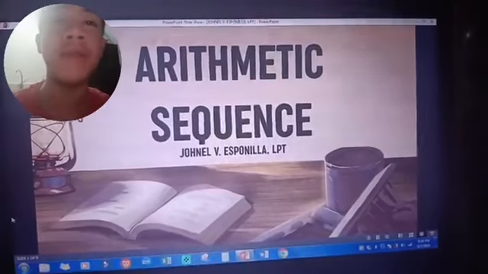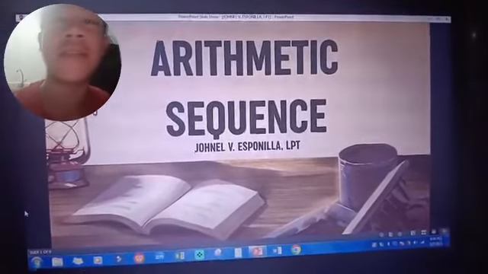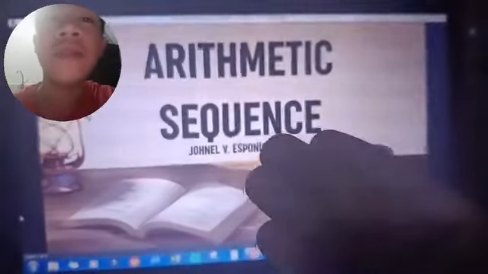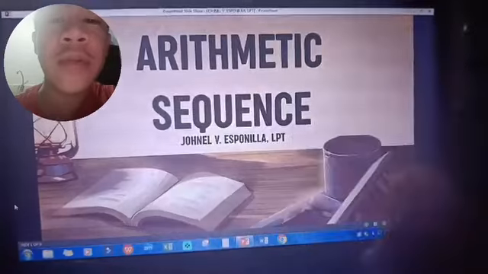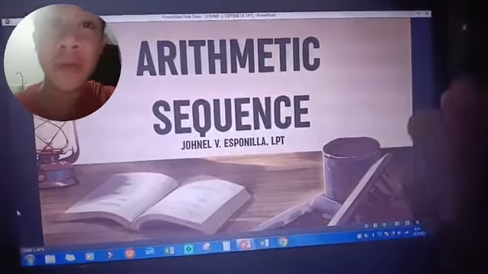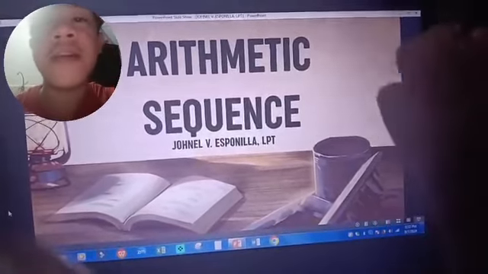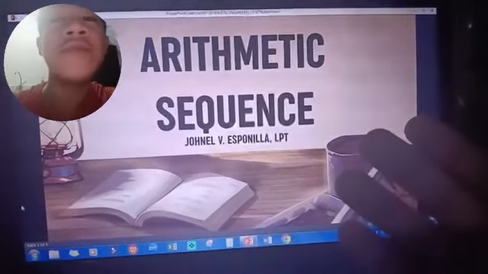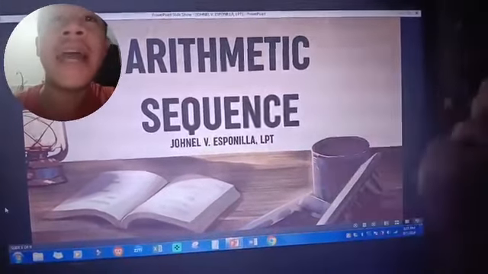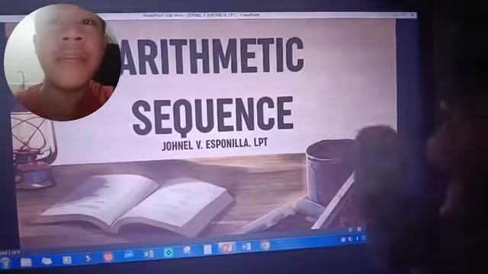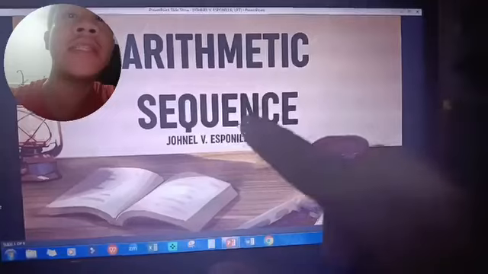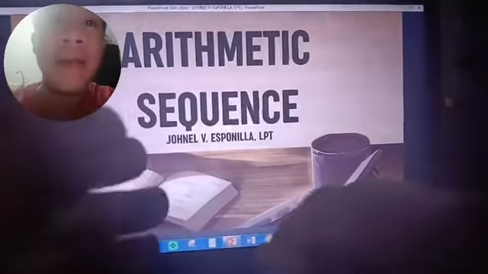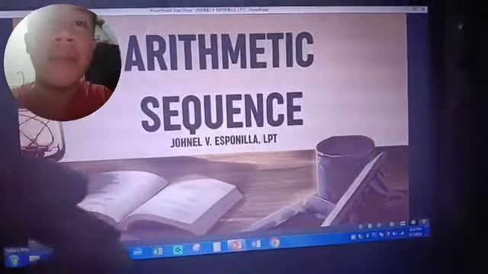So today's review is all about arithmetic sequence. Now, if we can still remember what an arithmetic sequence is, it is also known as the arithmetic progression. By definition, an arithmetic sequence is an ordered set of numbers that have a common difference between each consecutive term. That means there is an increase in that sequence by a constant amount known as the common difference.